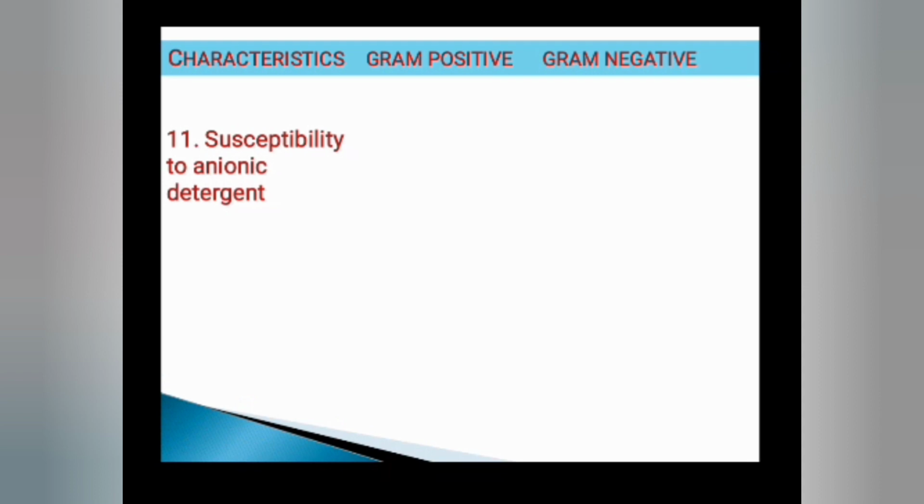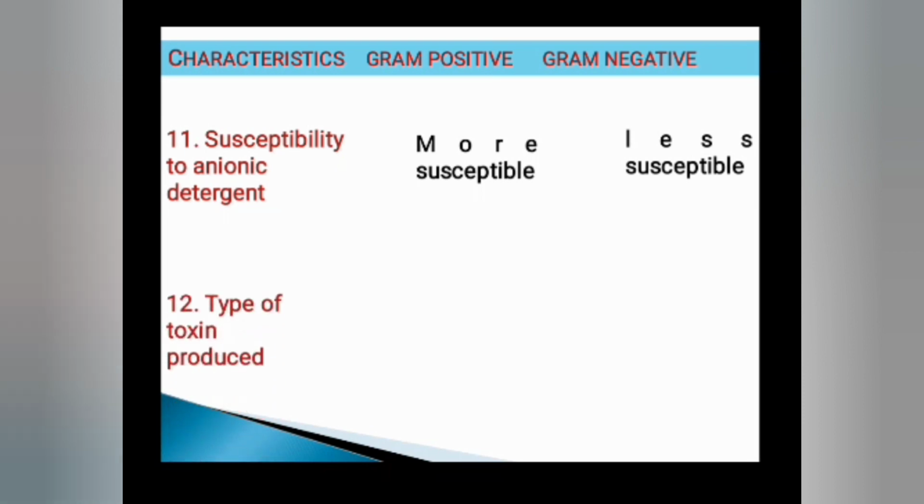Number 11 is the susceptibility to anionic detergent. Gram-positive cells are more susceptible to anionic detergent, but gram-negative cells are less susceptible to anionic detergent. This is also because of the presence of the outer membrane, which acts as a barrier. Okay, type of toxin produced. The gram-positive cells produce exotoxin, whereas the gram-negative cells produce endotoxin. This production of endotoxin is also due to the presence of the outer membrane.